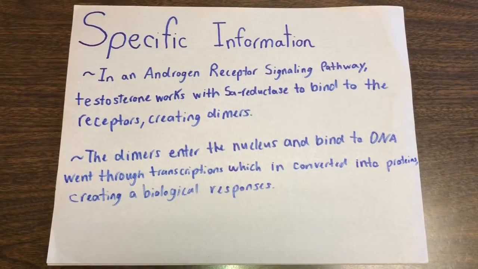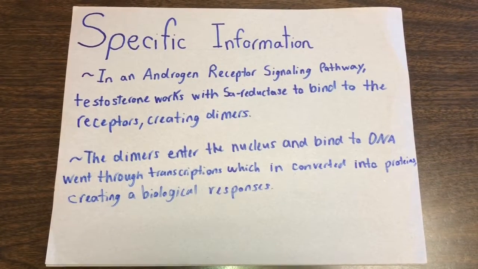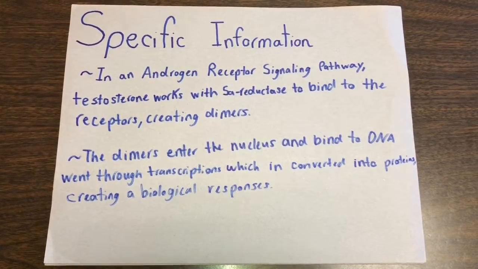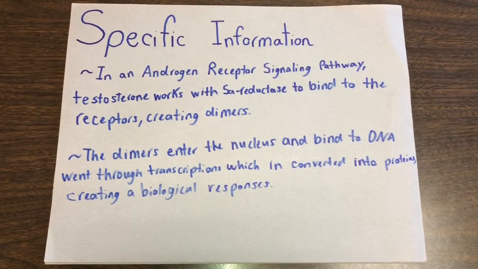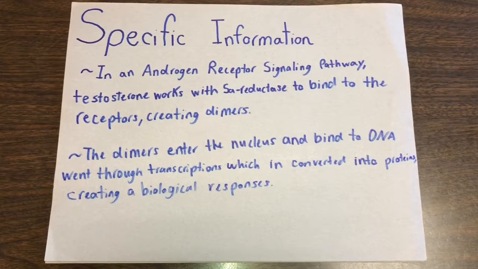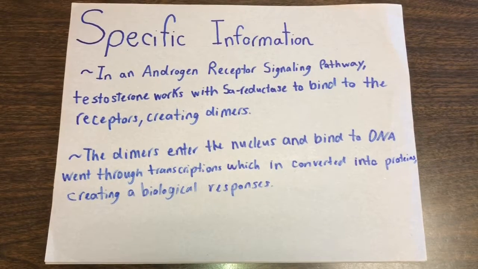In an androgen receptor signaling pathway, testosterone works with 5-alpha reductase to bind to the receptors, creating dimers. The dimers enter the nucleus and bind to DNA. Genes are targeted and the DNA goes through transcription, which converts it into proteins, creating a biological response.